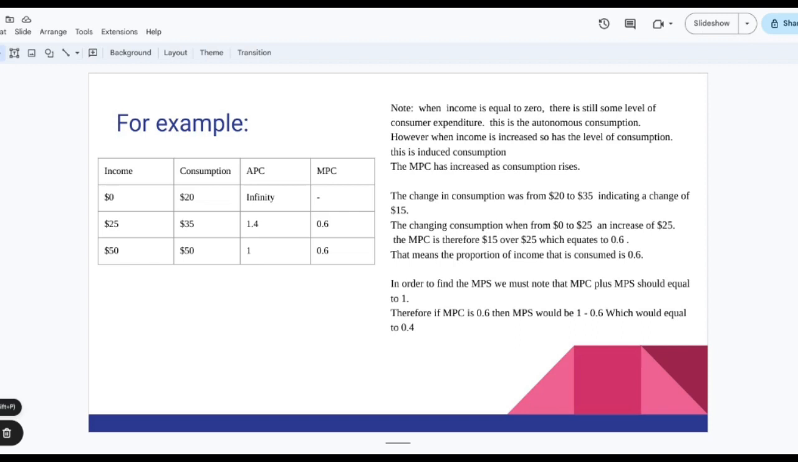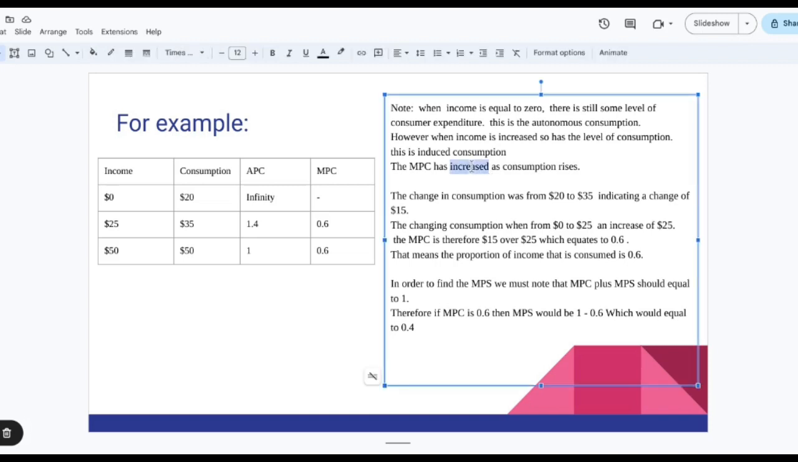There's an error right here. So as consumption increases, marginal propensity to consume is constant. So it's fixed. It doesn't vary or change. It is 0.6 for the entire change in income. And how we get that is a change in income.